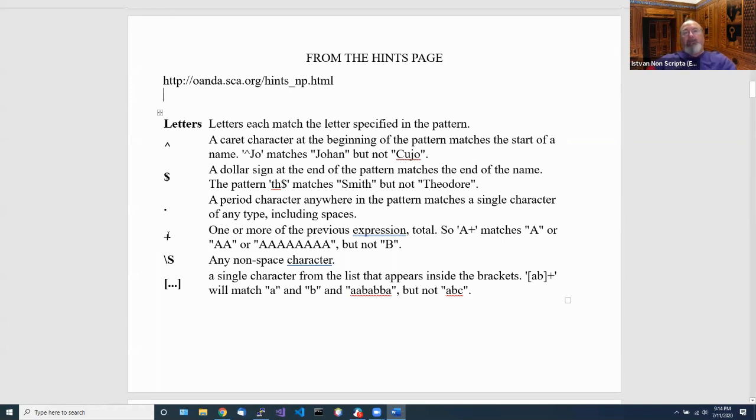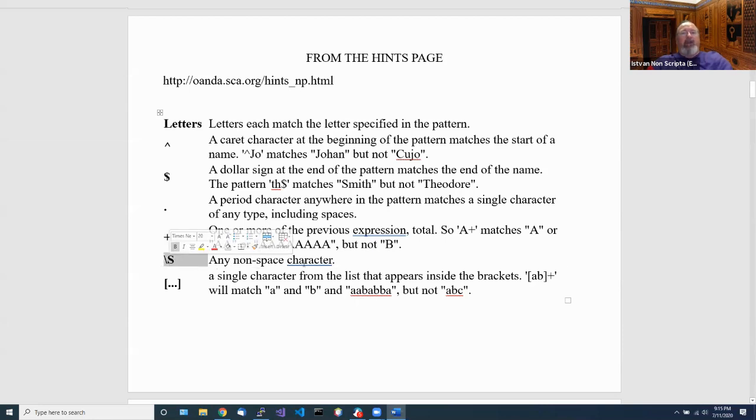I use the plus, however, a lot. A plus means look at the previous character or expression. You have to have one of those, and you can have as many of those as you want. Think about the banana problem. A plus matches A, or AA, or AAAA. We'll get to how the banana would work in a minute.